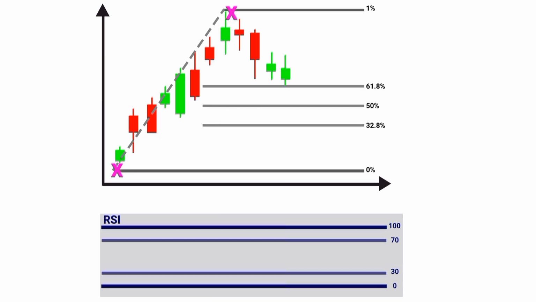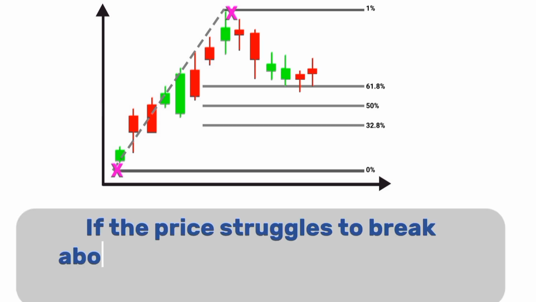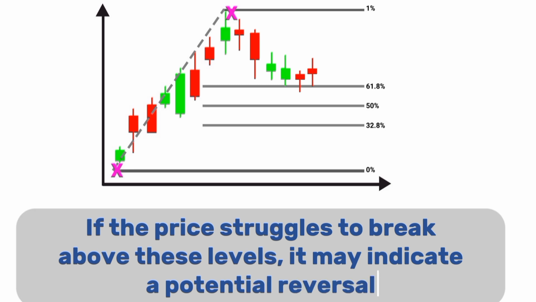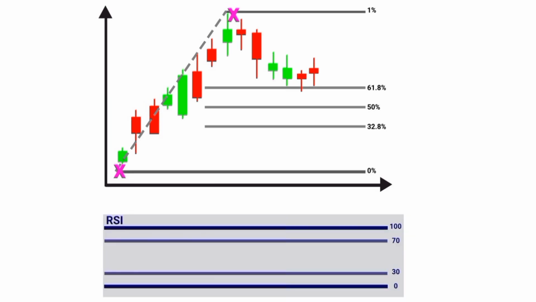Next, wait for the price to pull back to one of these Fibonacci levels. If the price struggles to break above these levels, it may indicate a potential reversal. To confirm the sell signal, check if the RSI exits the overbought zone, drops below 70. If the RSI was above 70 and starts crossing down through 70, a signal is generated.